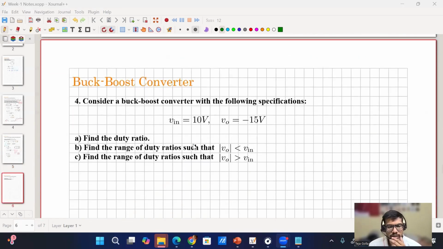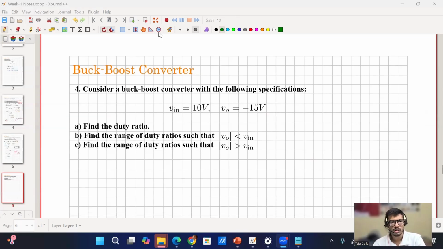In this problem, I have given a buck boost converter. First solve for the duty ratio and then solve for the range of duty ratio for these conditions. Once you solve B, you can get C. But I just wanted to discuss regarding that, so I have given both the sub problems. As you know, V naught is minus D by 1 minus D.